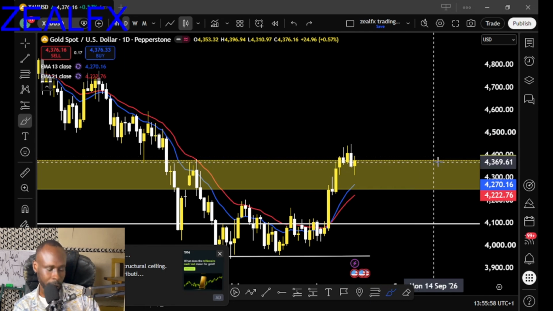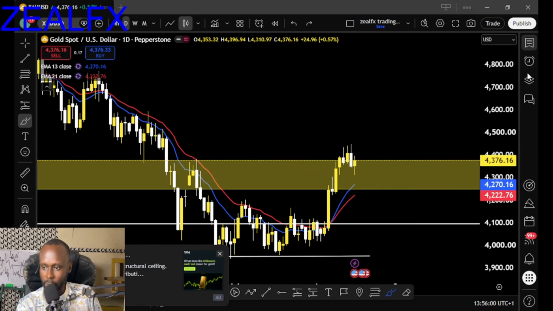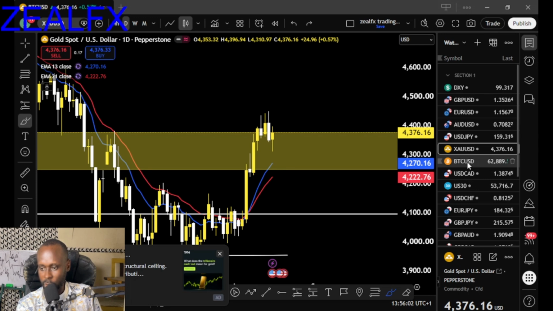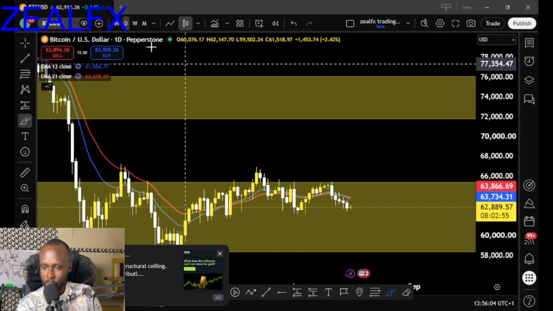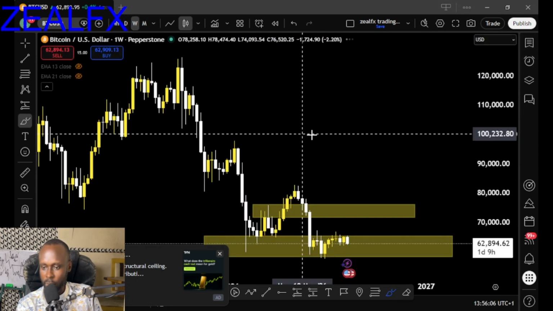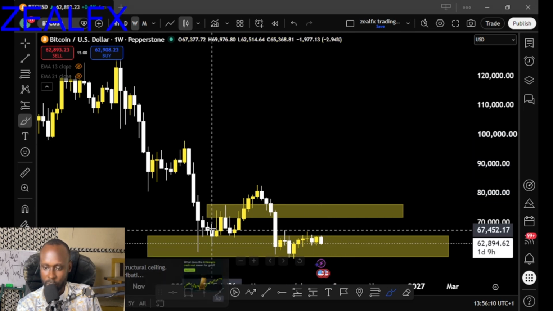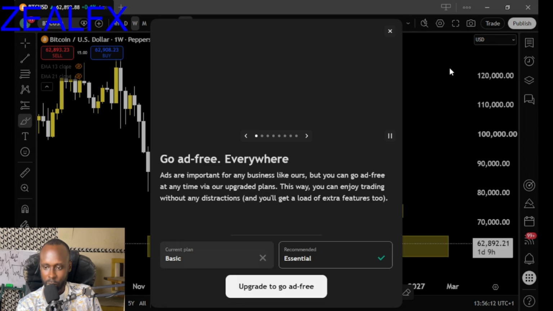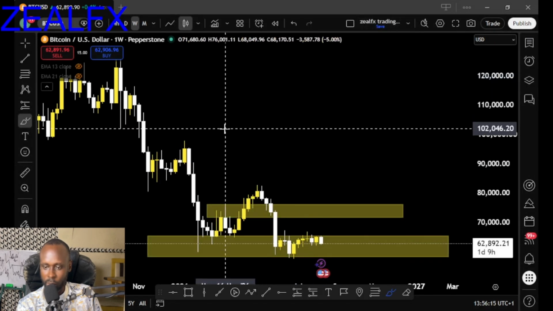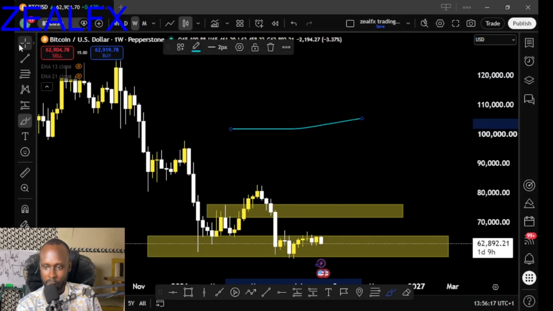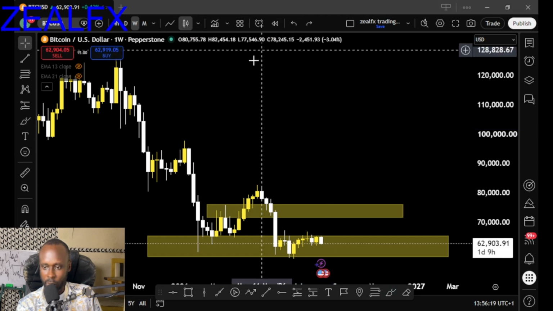So let's look at the next pair, guys. Let's look at the next pair, which is the BTC USD. So BTC USD on my weekly time frame, you can clearly see I have a bearish structure on BTC USD. You can see I have a clear bearish structure, guys. We cannot go against the trend of the market, guys.